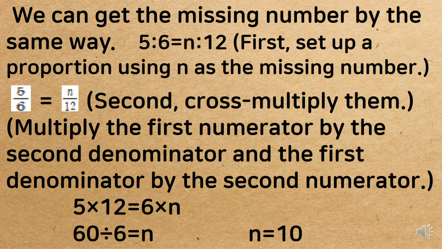We can find the missing number the same way. 5 to 6 equals n to 12. First, set up a proportion using n as the missing number. 5 out of 6 equals n out of 12. Second, cross multiply. Multiply the first numerator 5 by the second denominator 12, and the first denominator 6 by the second numerator n. Then 5 times 12 equals 6 times n. The final answer: n is 10.